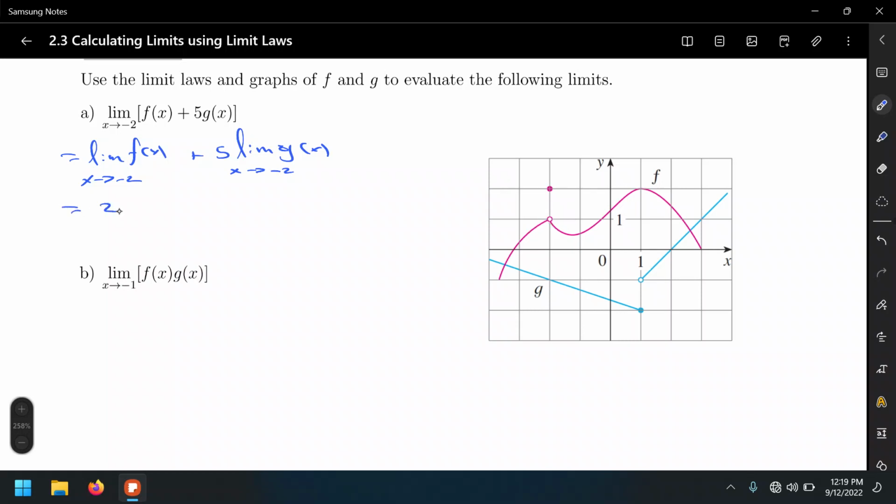So that's 2 plus 5 times the limit of g of x. For g of x, let's look at the graph in blue, which represents the graph of g of x. At negative 2, what's the y value being hit? Negative 1. So that's 2 minus 5, negative 3. Alright.